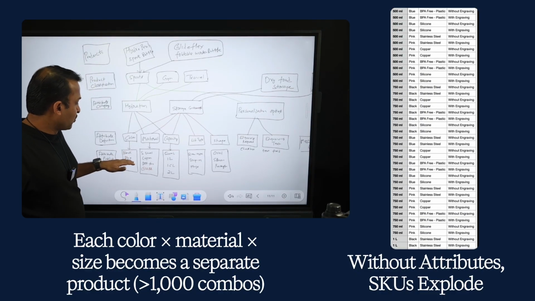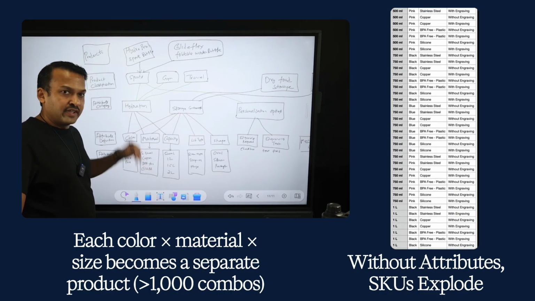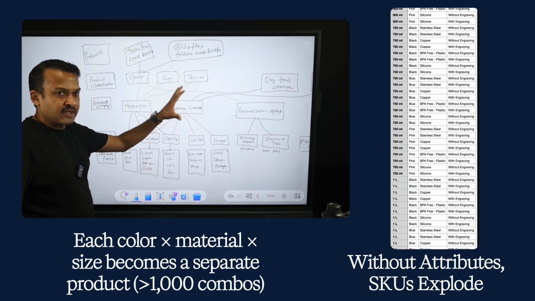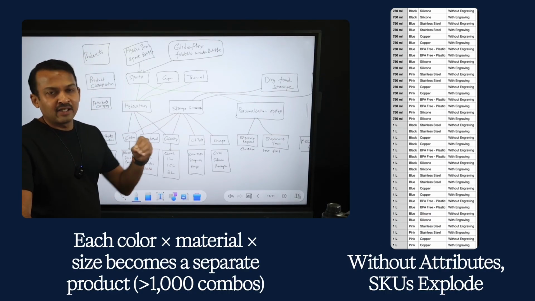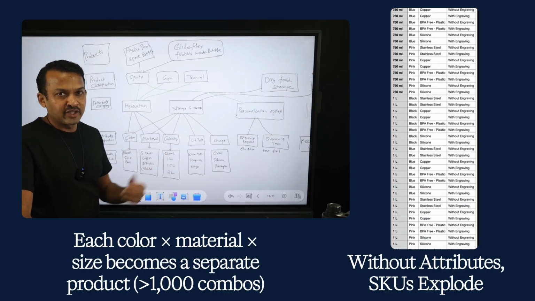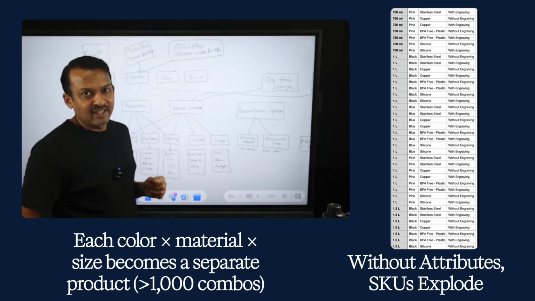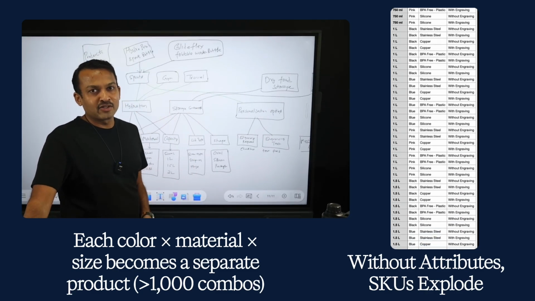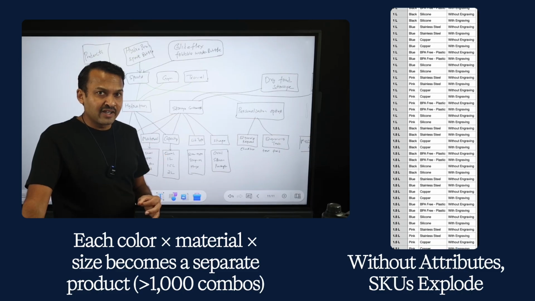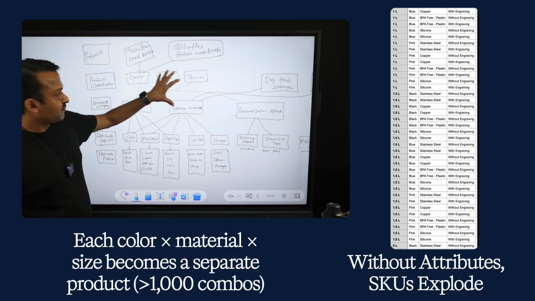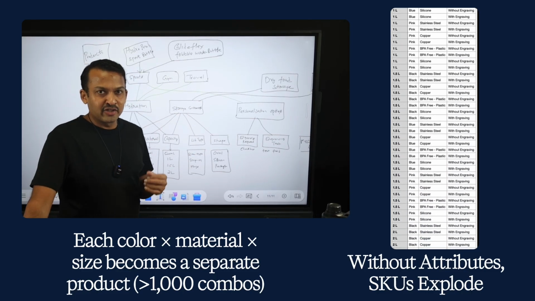Likewise, you could have another blue water bottle with stainless steel and 500 ml. All of these without the attribute structure in place would result in a lot of products that would need to be created so that it's available for the salesperson to present it to the customer. So I will flash on the screen a list of all the combinations that are possible if we did not have this in place. Okay, I did the math and I think there are around 1,200 combinations that are possible of all of these for just the water bottles themselves.